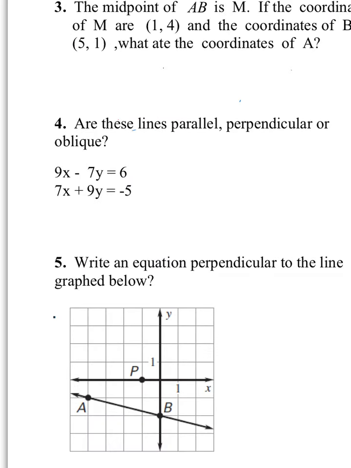Moving on, number 4, are these lines parallel, perpendicular, or oblique? In order to determine if it's any one of those, we have to compare slopes. Normally we would have to do some algebra here, get these to y equals mx plus b form, and that requires 2 steps of algebra per equation. But there is a little bit of a shortcut, and we covered it in some classes, not all of them. So if you didn't see this, I'll try and go back over it when we get back on Monday.